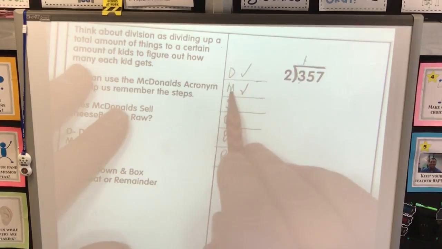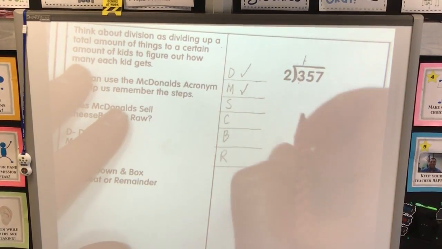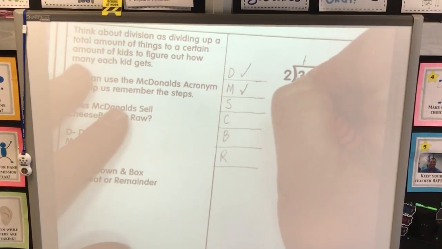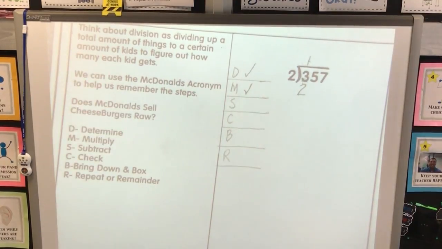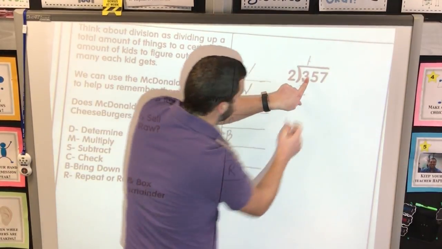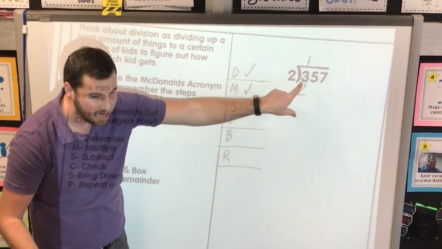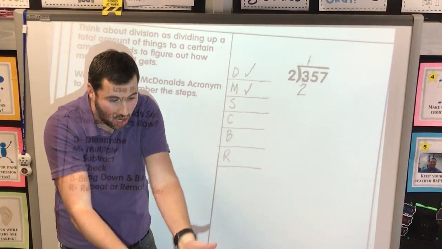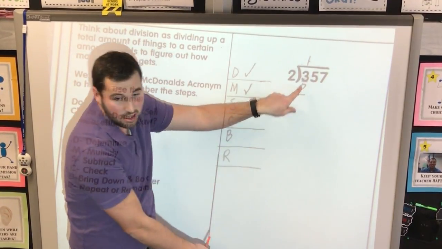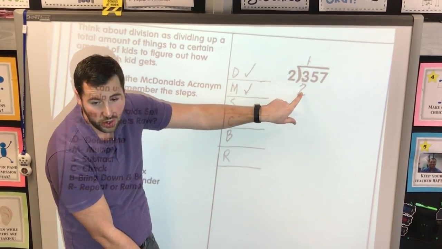Ready, set, go. Multiply 2 times 1 equals 2. And it goes right in this same place value because we're telling you now how many of those hundreds packs did you give out so far? That's what that means. What's that mean? How many of the 100 packs did you give out so far? I've given out 1 to each person, but that means I've given out 2 of them.